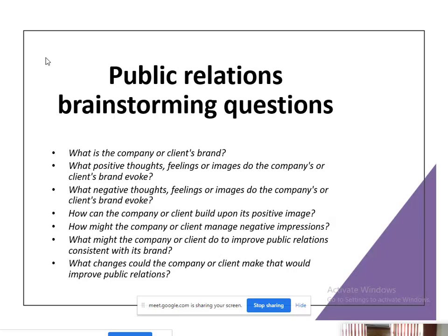Next point, what might the company or client do to improve public relations consistent with its brand? So we should always keep in mind that we are having a proper public relation with our people, so that our customers or our clients always have a consistent positive thought about our brand, our company. What changes could the company or client make that would improve public relations? Though we are always trying to make proper public relations, we should also always try to see how far we can take our company to improve our public relations with our customers.